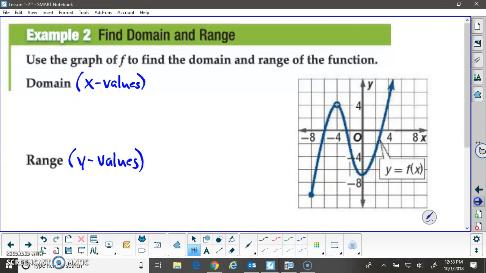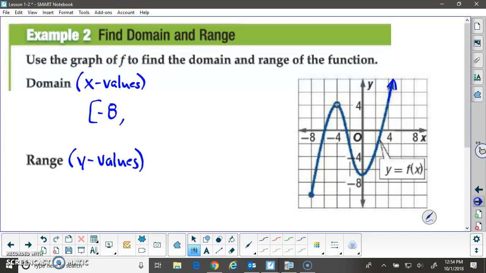So if we look at this graph, if we're going to come up with the domain, we ask ourselves, is there a furthest point to the left? And that answer is yes. The furthest point to the left is negative 8. Is there a furthest point to the right? And the answer to that is no, because of this arrow. This arrow means it's going to continue to go up and it's going to continue to move to the right. So because of that, there is no furthest point to the right.